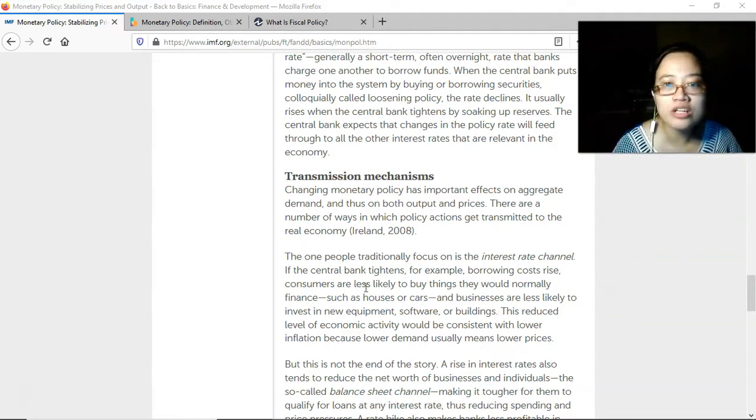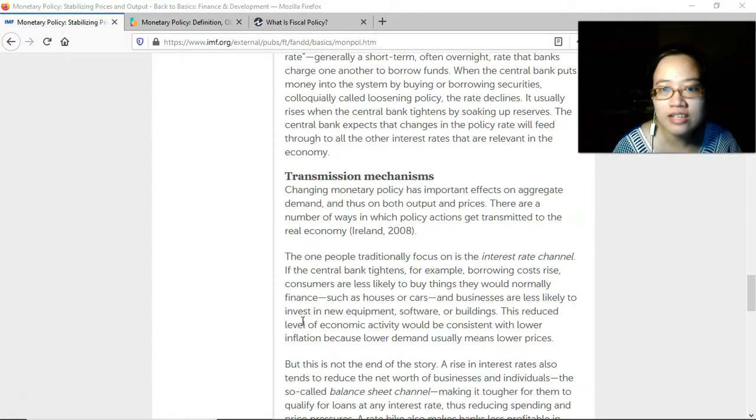Consumers are less likely to buy things they would normally finance, such as houses or cars, instead of going ahead with a housing loan or a car loan, because the interest rates went up. You would be discouraged, and maybe postpone it to some other time.